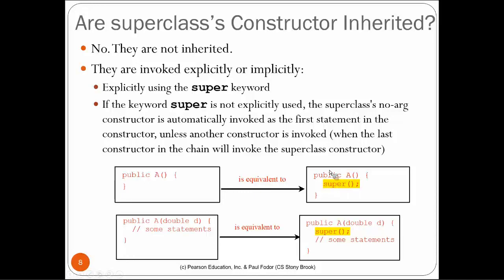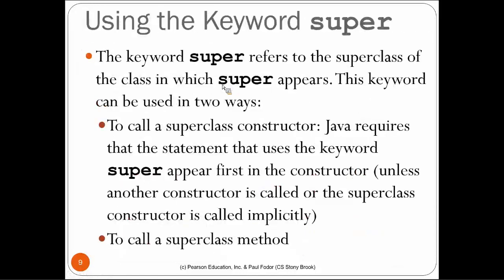So this superclass constructor is either implicitly invoked or explicitly invoked using the super keyword. The super keyword can actually refer to the superclass, and we don't need to say explicitly that the class B is the superclass and invoke the class B constructor. Whenever the super keyword appears, it means the superclass.